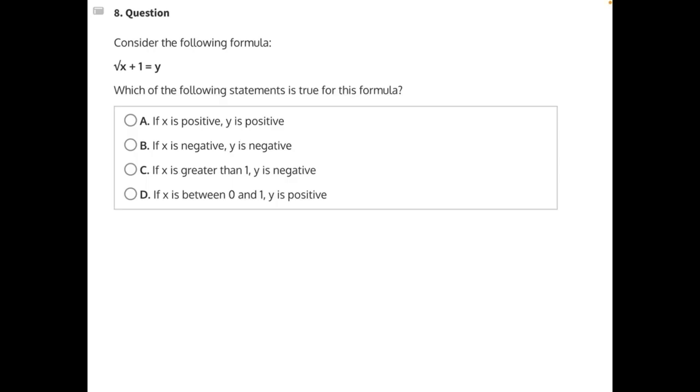Consider the following formula. Which of the following statements is true for this formula? This is a question that's asking us to identify the relationship between two variables within a function. And in this function, we're dealing with squares and square roots. So there's two important things to keep in mind.